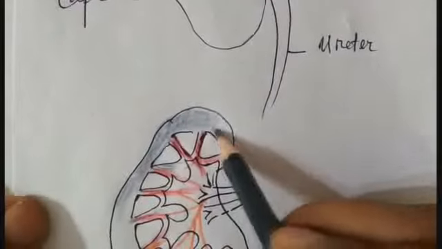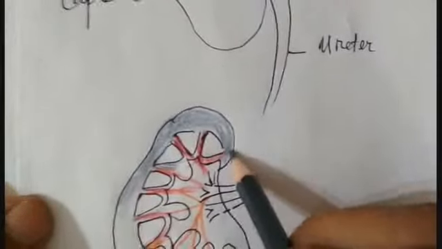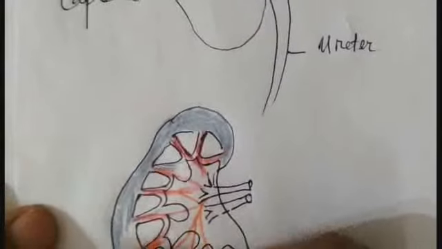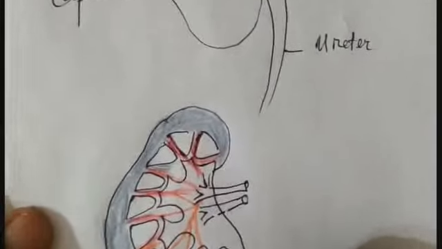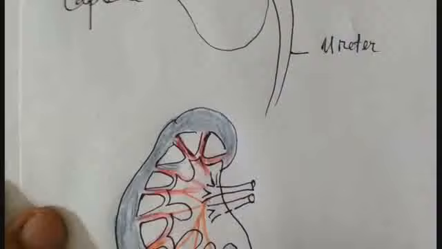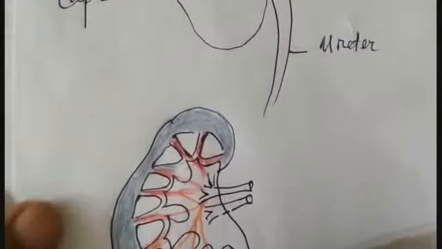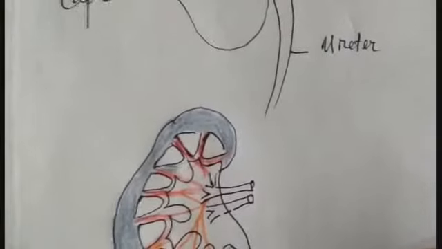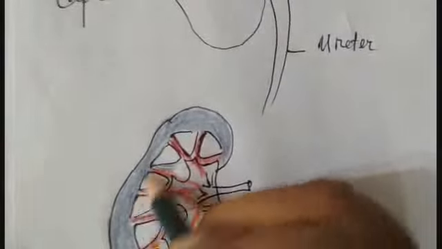This is the cortex. Here 85% of nephrons are situated. These are called cortical nephrons or superficial nephrons. These nephrons are a little different from juxtamedullary nephrons by the length of Henle's loop. Henle's loop is shorter in cortical nephrons, longer in medullary nephrons.